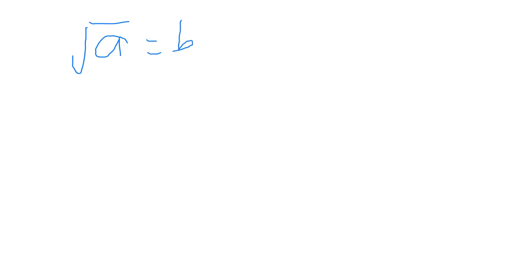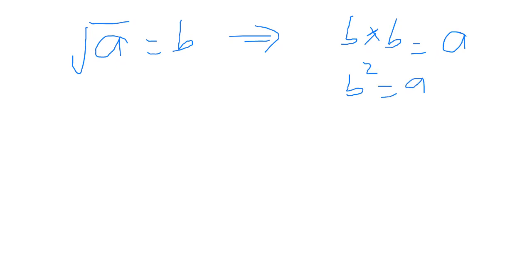This means that b times b equals a, like that. Okay, so b times b equals a. In other words, b squared equals a. So we can have b times b equals a again.